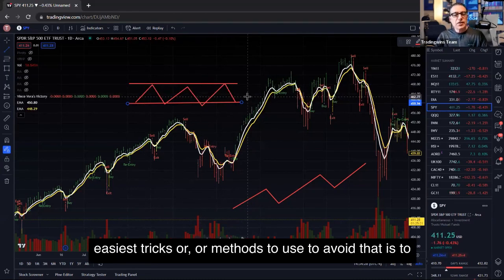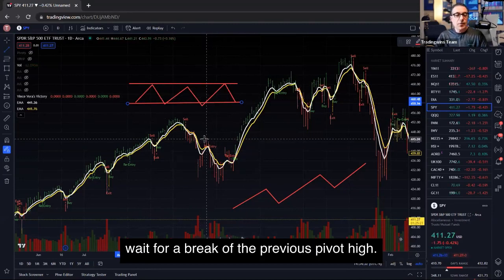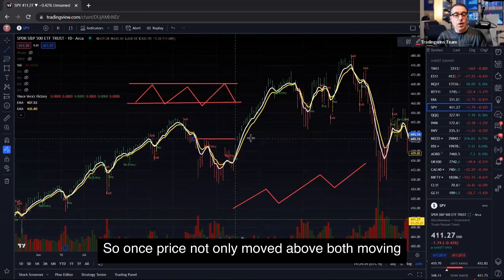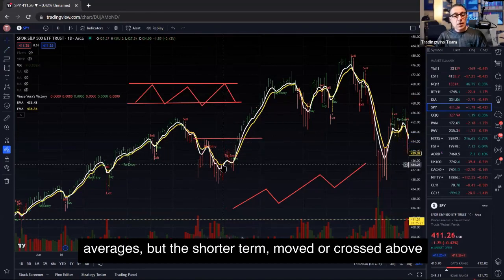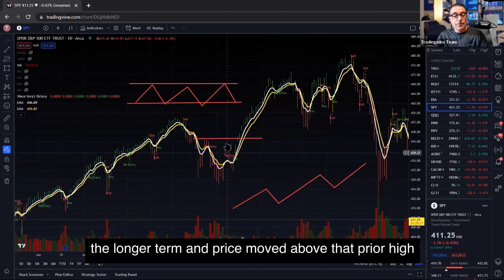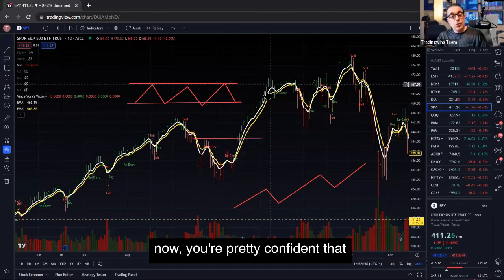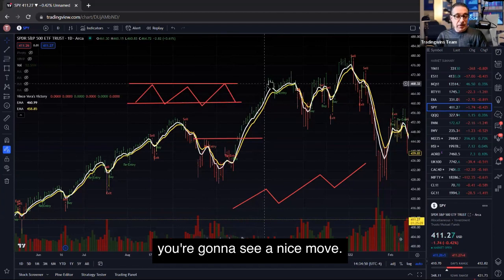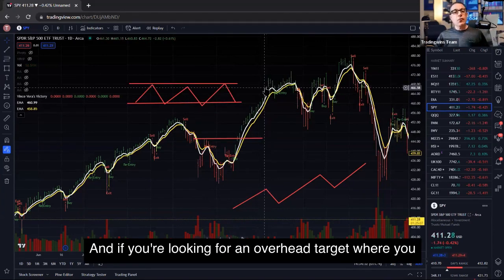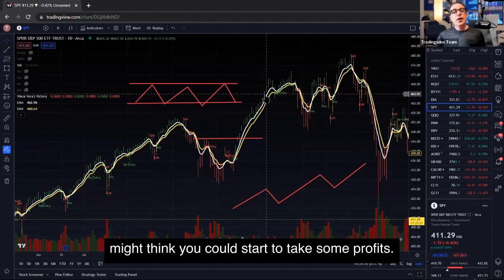And one of the easiest tricks or methods to use to avoid that is to wait for a break of the previous pivot high. So once price not only moved above both moving averages, but the shorter term moved or crossed above the longer term, and price moved above that prior high, now you're pretty confident that you're going to see a nice move.